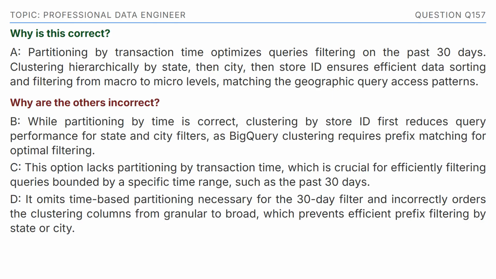C. This option lacks partitioning by transaction time, which is crucial for efficiently filtering queries bounded by a specific time range, such as the past 30 days. D. It omits time-based partitioning necessary for the 30-day filter and incorrectly orders the clustering columns from granular to broad, which prevents efficient prefix filtering by state or city.